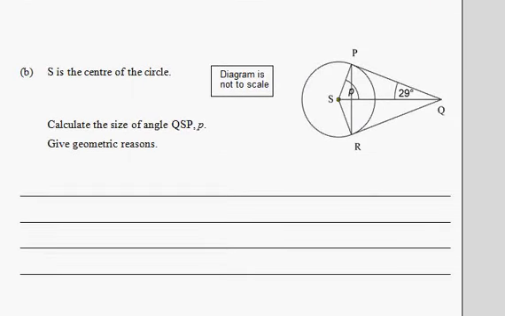Right, next question. Calculate the size of angle QSP. So we're looking at this one, little angle P in there. And there's a circle here, so we need to think about our circle geometry rules. And in particular, this line here I notice is what we call a tangent. And this one here would be a radius. And there's a geometry rule that says the radius meets the tangent at 90 degrees. So there's a 90-degree angle in there.